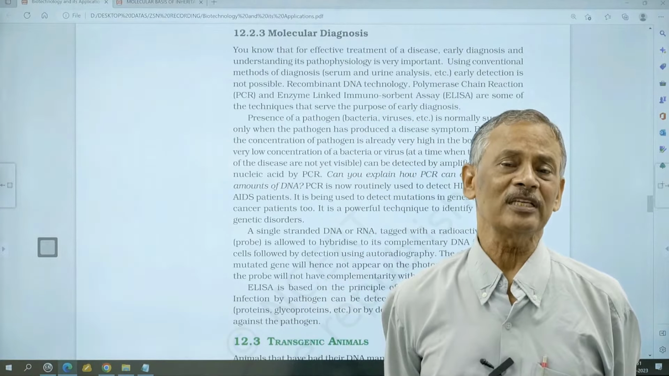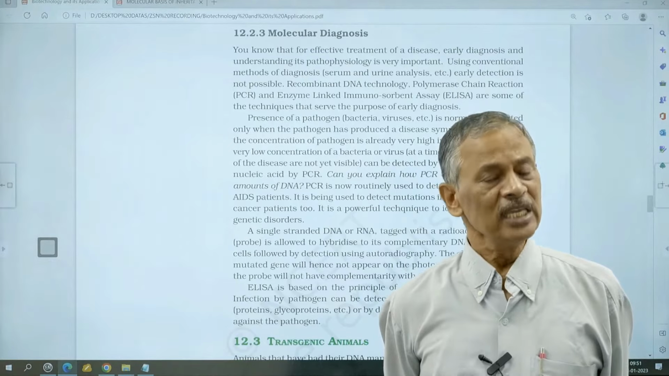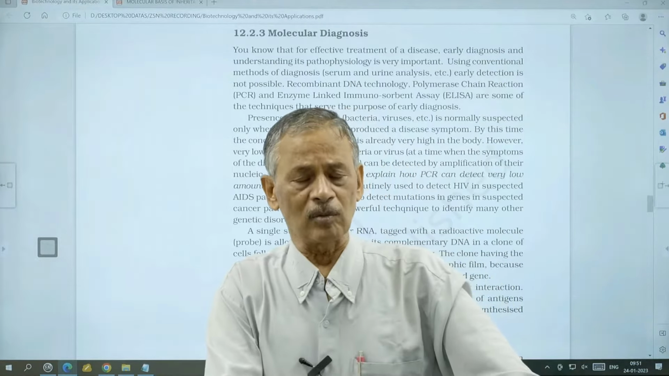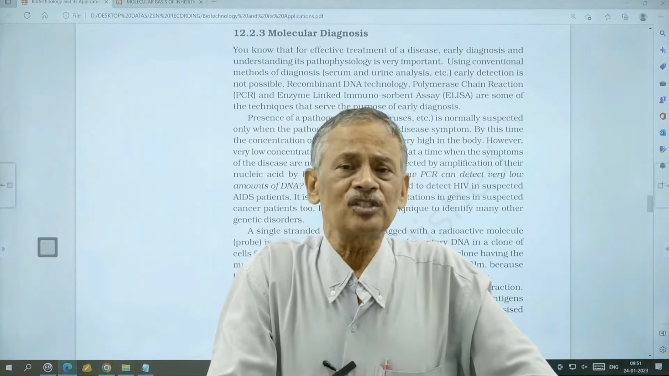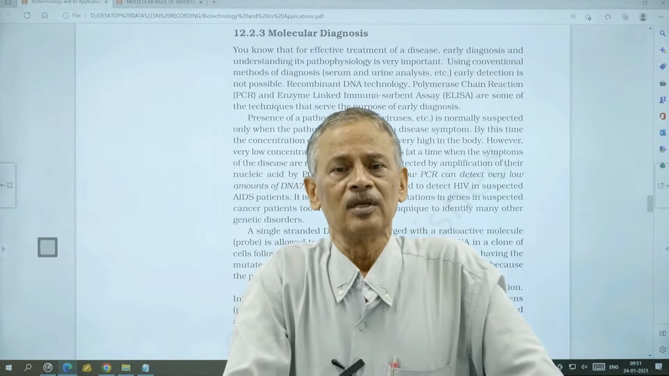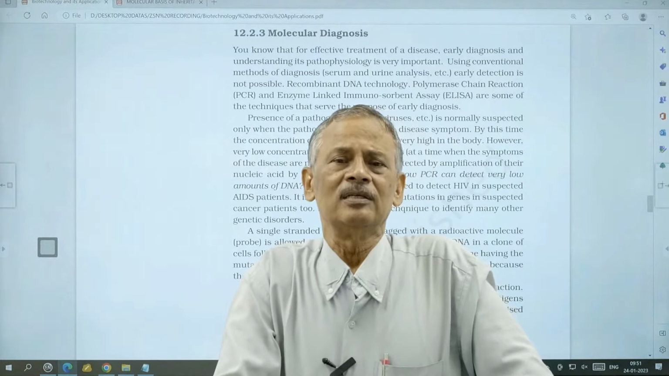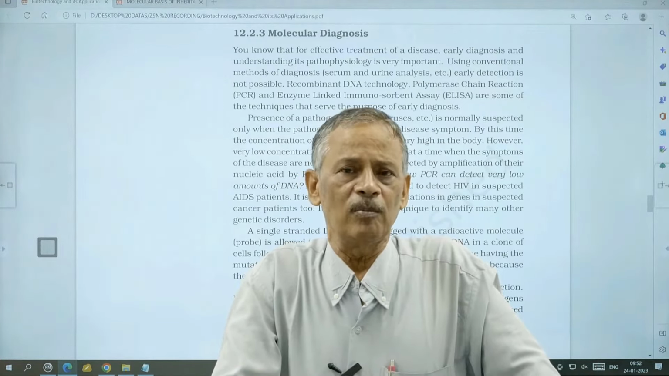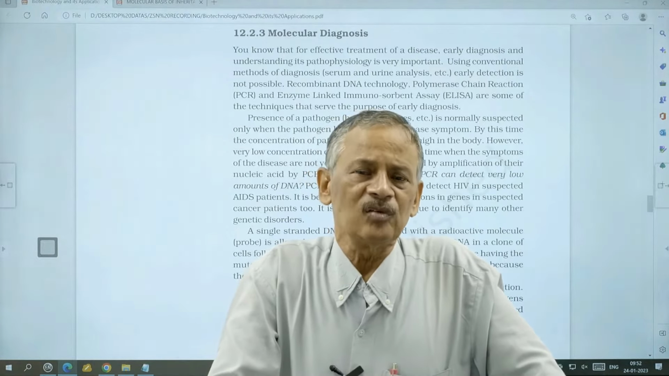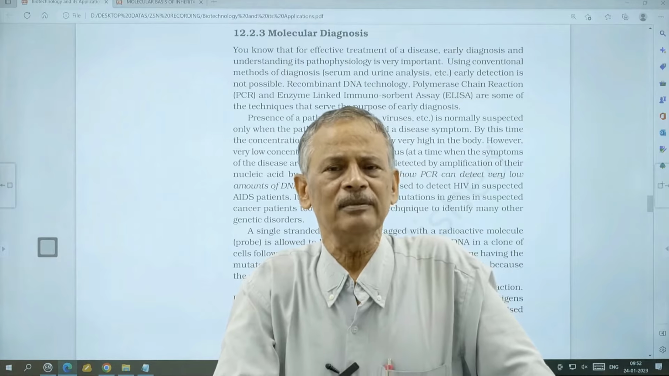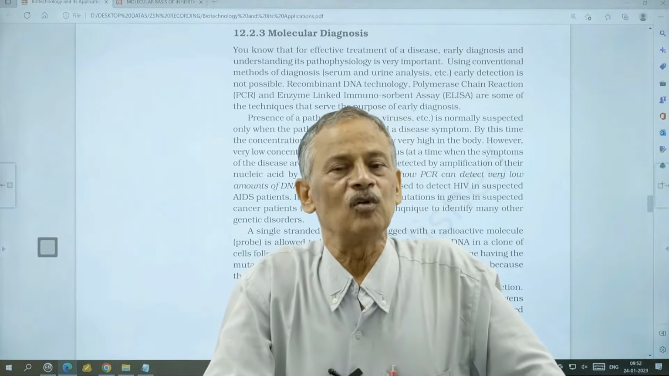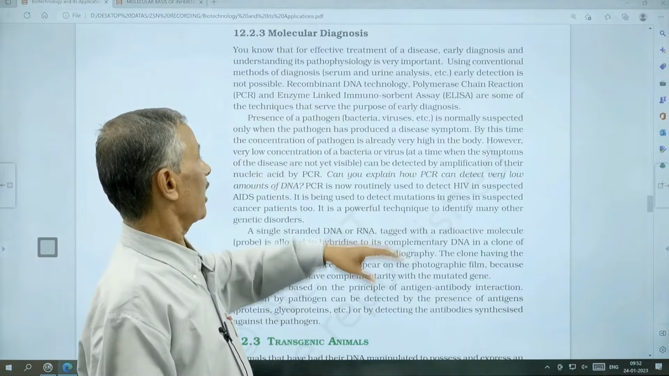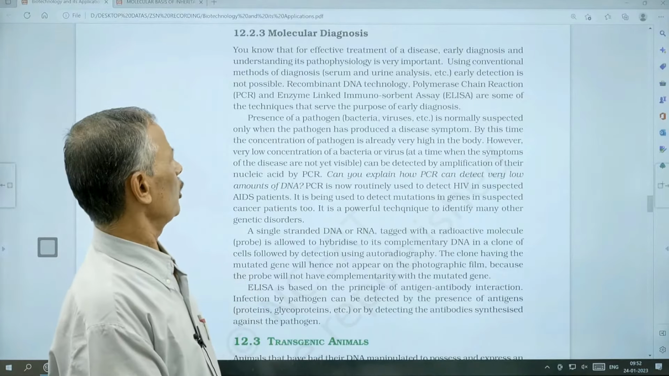Suppose this pathogen can be traced even when they are very small in number in our body. They have not started producing any symptom of the disease, but they have just entered and started to increase. Even at that stage, suppose we are able to identify the existence of a pathogen, and if we treat it, it will be very, very effective. That is what is called molecular diagnosis. Diagnosis at the molecular level.